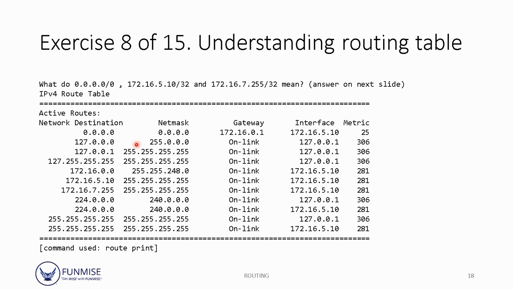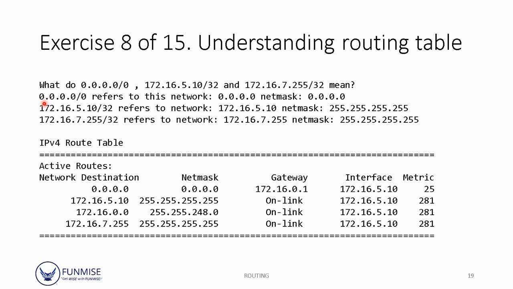Now, when you look at this one, 172.16.5.10, as you can see, all 32 bits have been turned on. If you translate this decimal subnet mask to binary, you should get the result of all ones. And this one also has the same subnet mask. So now you're wondering, what do these mean?